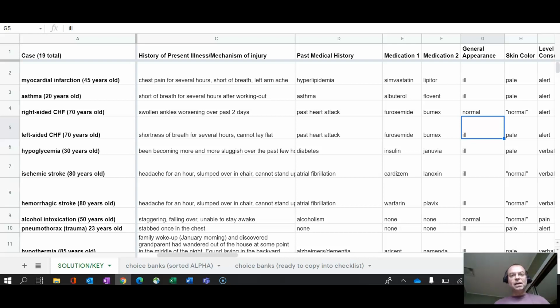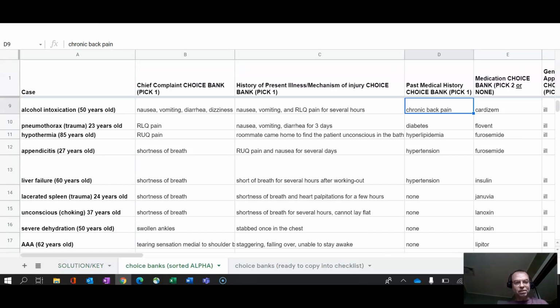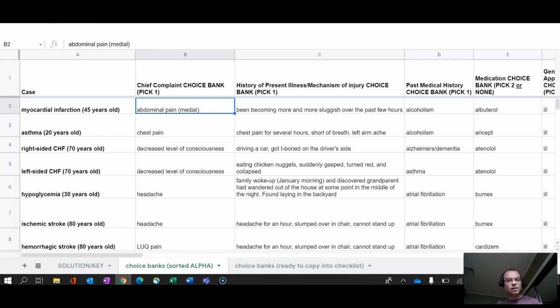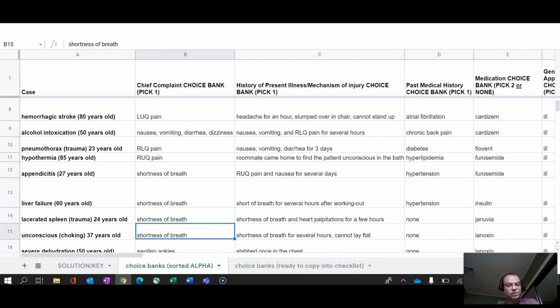So check this out. I have 3 tabs on the bottom here, 3 separate sheets. So what I did was I took all the choices that were, let's say, in chief complaint. You'll notice there's chest pain, shortness of breath, swollen ankles, shortness of breath, decreased level of consciousness, headache, decreased level of consciousness, shortness of breath. There are a lot of repeats. So what I did was in the next sheet here, I sorted these alphabetically. Okay, so choices here: headache, shortness of breath.